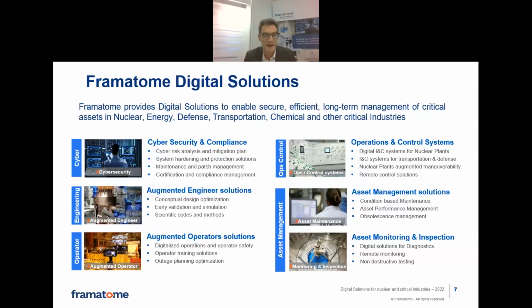So let's move on to the second area, operations and control systems. This is really inherited from our long-standing expertise with digital INC systems. They are deployed today in many modernized nuclear plants. These are software and hardware solutions dedicated to real-time control of industrial systems, as well as predictive systems for assisted operations.